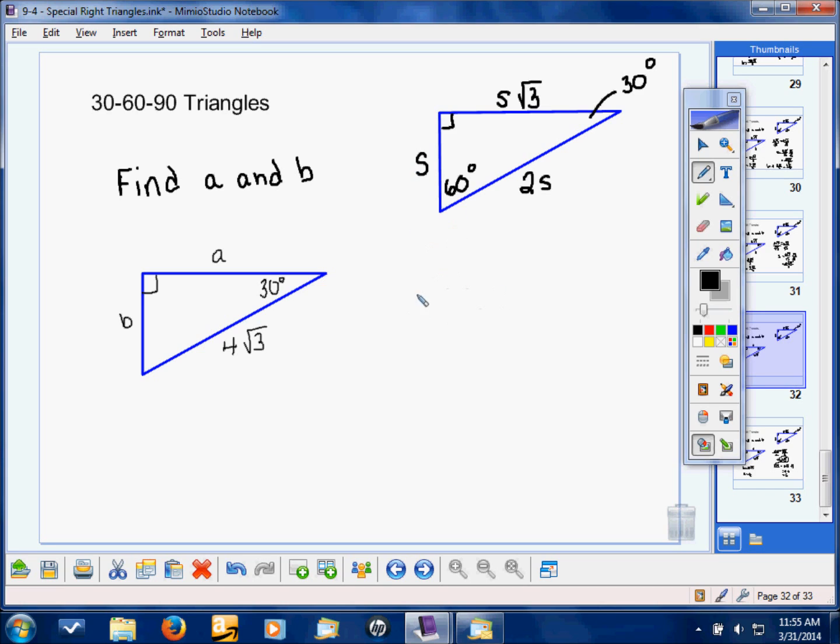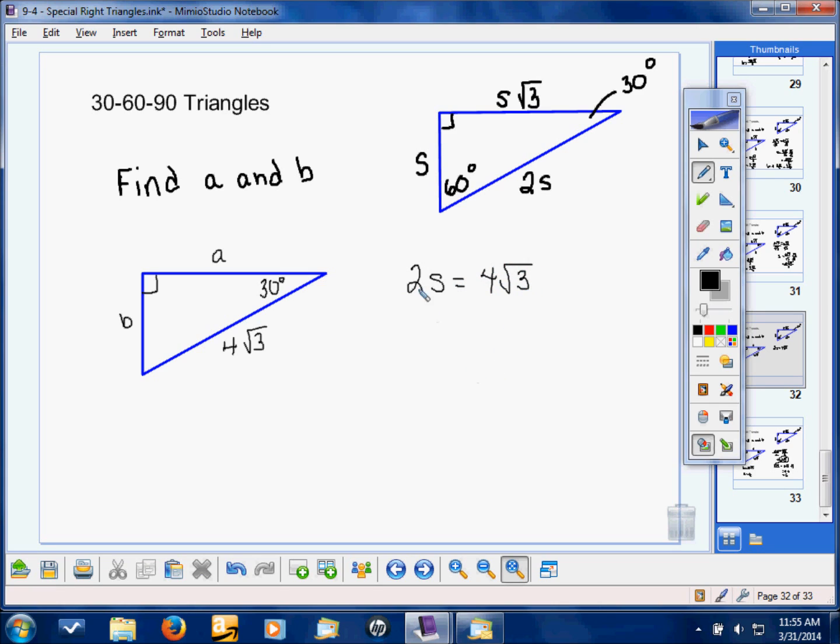Now I want to go through this one too. All right, so which side on our template here is the 4 square root of 3 on? S square root of 3. It actually isn't. It's on the 2s side. Don't let the square root of 3 fool you. Look carefully. The hypotenuse is 2s. So 2s equals 4 square roots of 3.